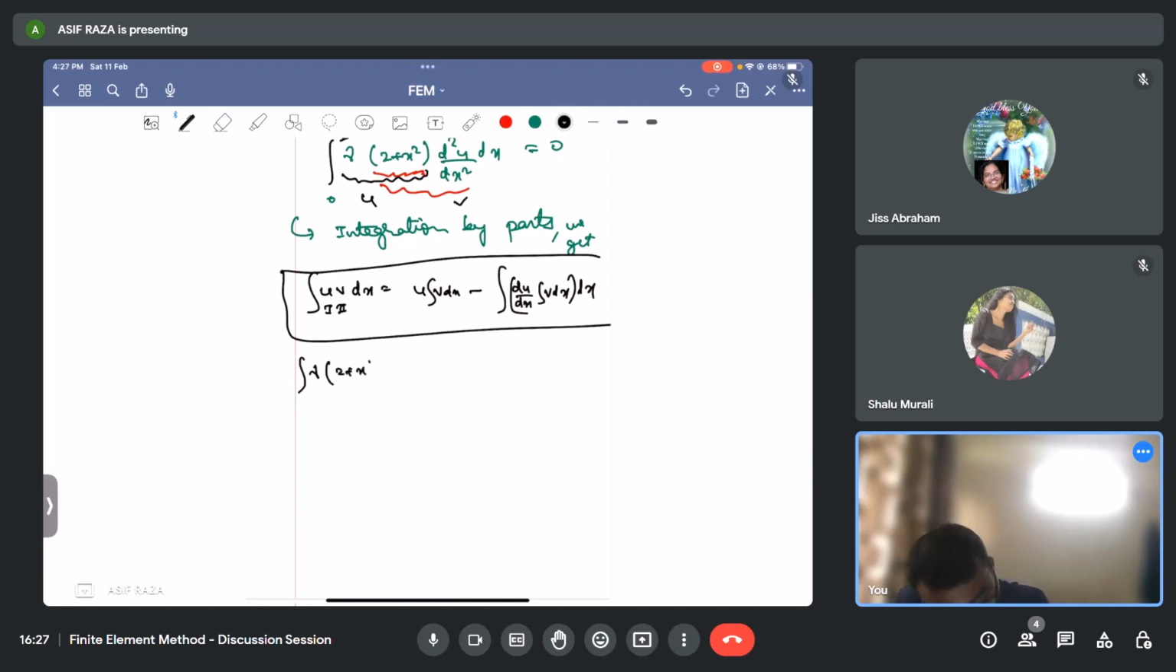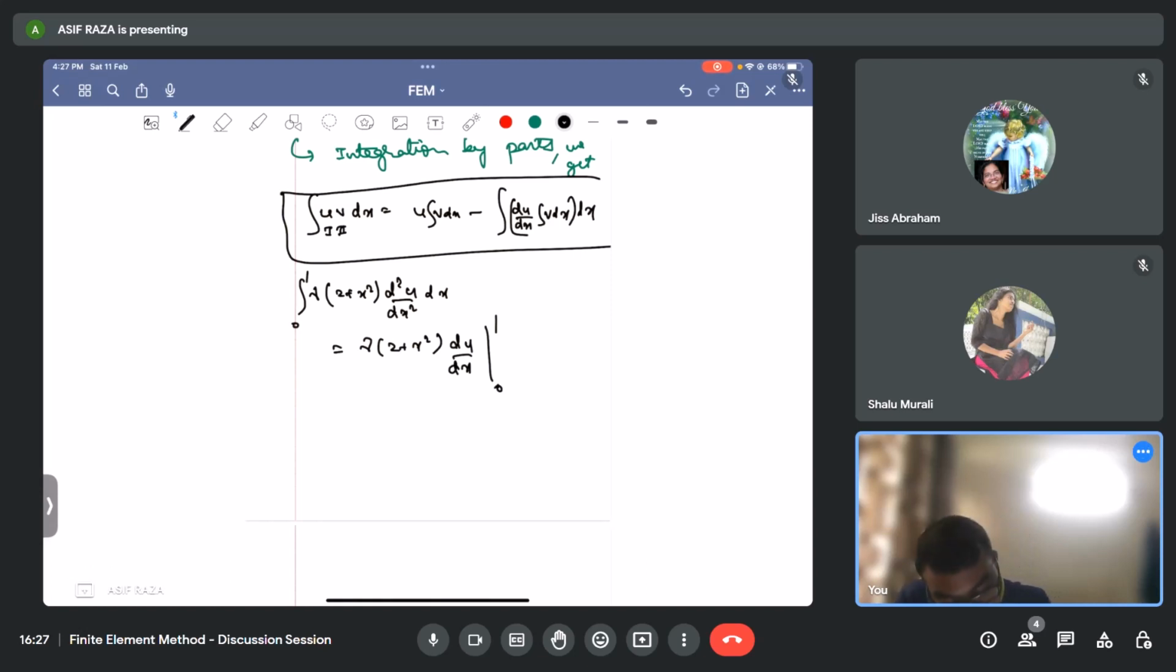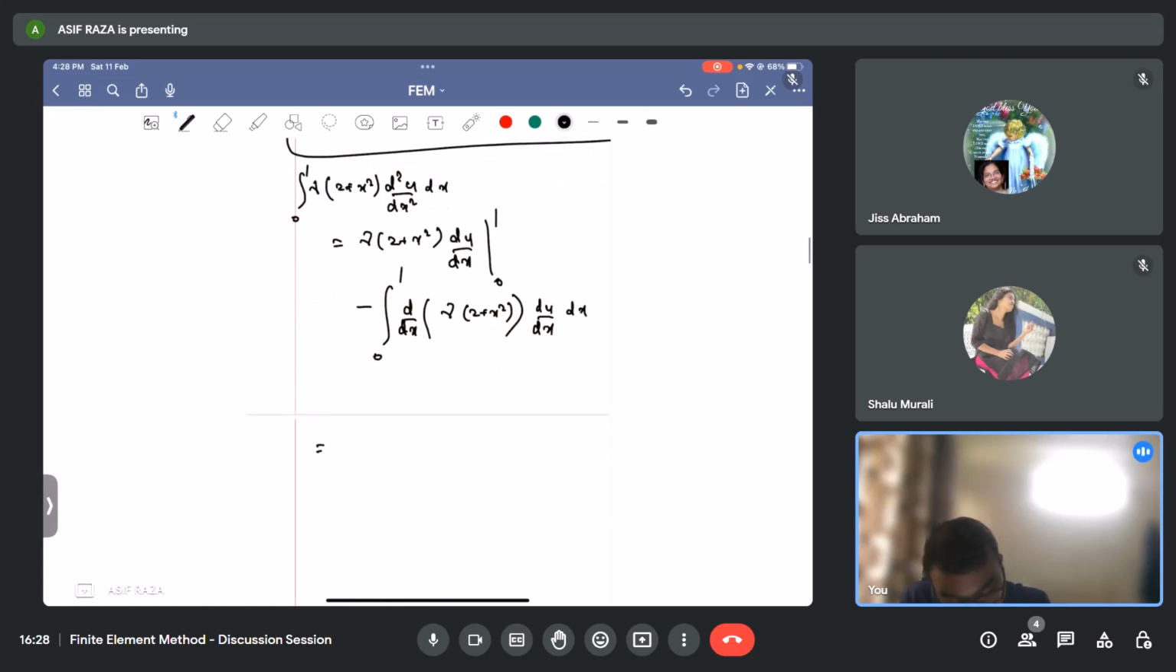So nu 2 plus x square d square u by dx square dx from 0 to 1 would be equal to nu 2 plus x square times the integration of this, so this will give me du by dx over the domain 0 to 1, then minus the differentiation of this first function, so d by dx of nu 2 plus x square, then integrated sense of this du by dx and again integrated from 0 to 1. I hope this statement is clear.